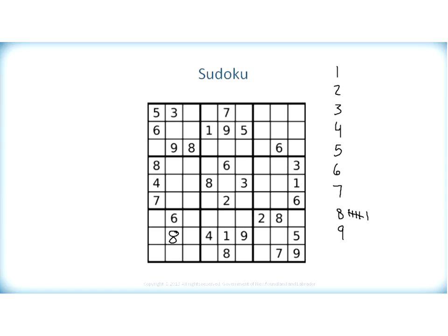I had 5 8s to start, and I added another one. So I have 6 8s used up now, and I only have 9 available to me. So that means there's only 3 more that I can put on the board.